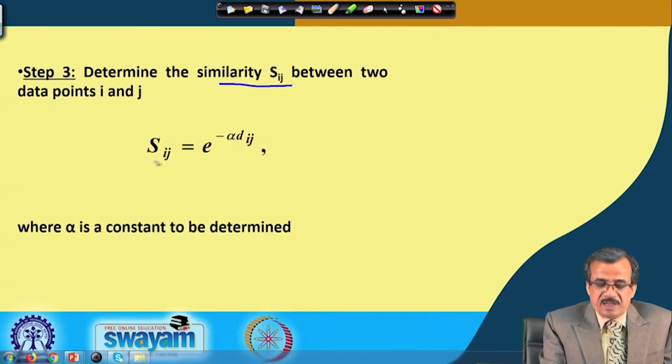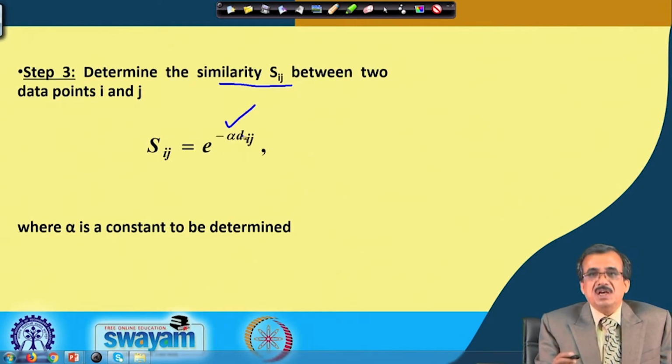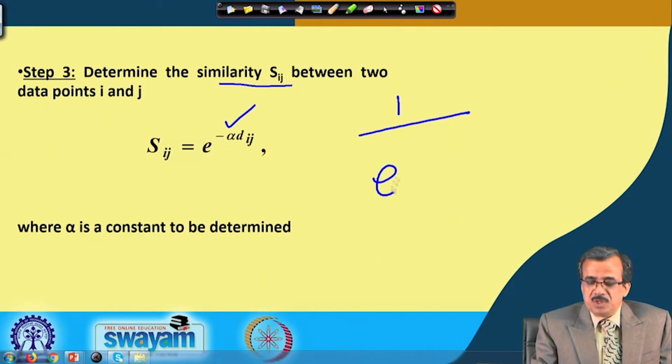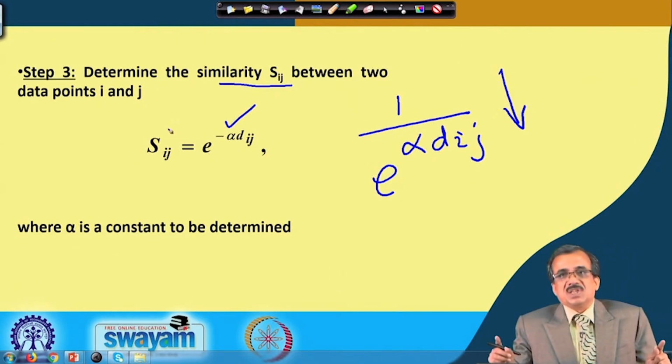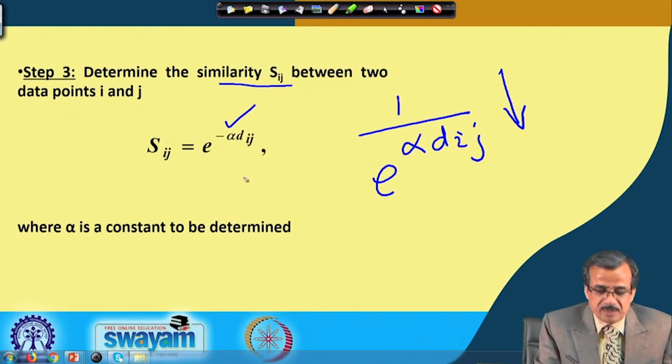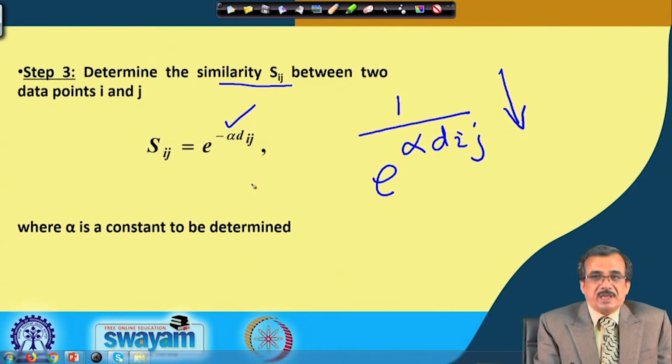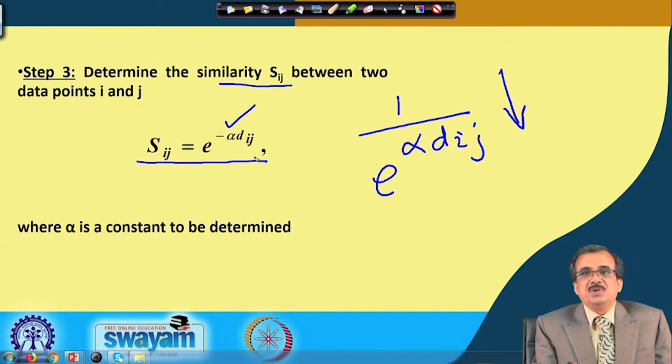The way this similarity and distance relationship has been written is as follows: S_ij is e raised to the power minus alpha d_ij. If d_ij is more, this becomes 1 divided by e raised to the power alpha d_ij, so the expression reduces, that means the similarity is less. If the two data points are too far apart, the similarity will be less, and vice versa. I just want to mention that this relationship is not unique. I can write the relationship between the Euclidean distance and similarity in a slightly different way also, but this is the method the proposer used.